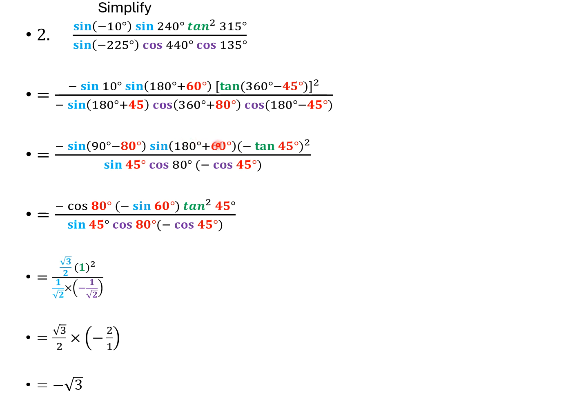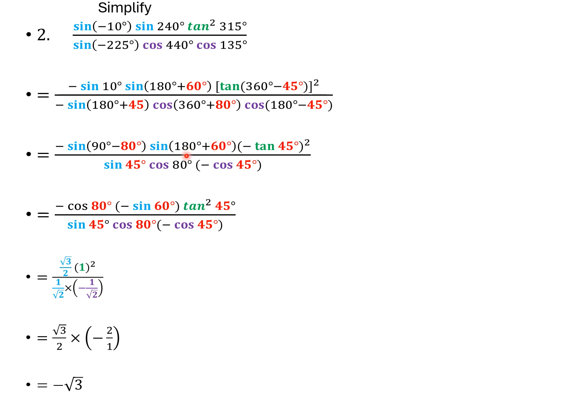Sine 180 plus 60 falls in the third quadrant. In the third quadrant, sine is negative, so that becomes negative sine 60. 360 minus 45 is in the fourth quadrant where tan is negative, so that becomes negative tan 45, squared. 180 plus 45 is in the third quadrant. In the third quadrant sine is negative, but negative times negative becomes positive sine 45. 360 plus 80 is in the first quadrant where everything is positive, so that simply gives me cos 80 degrees. And 180 minus 45 gives me negative cos 45.